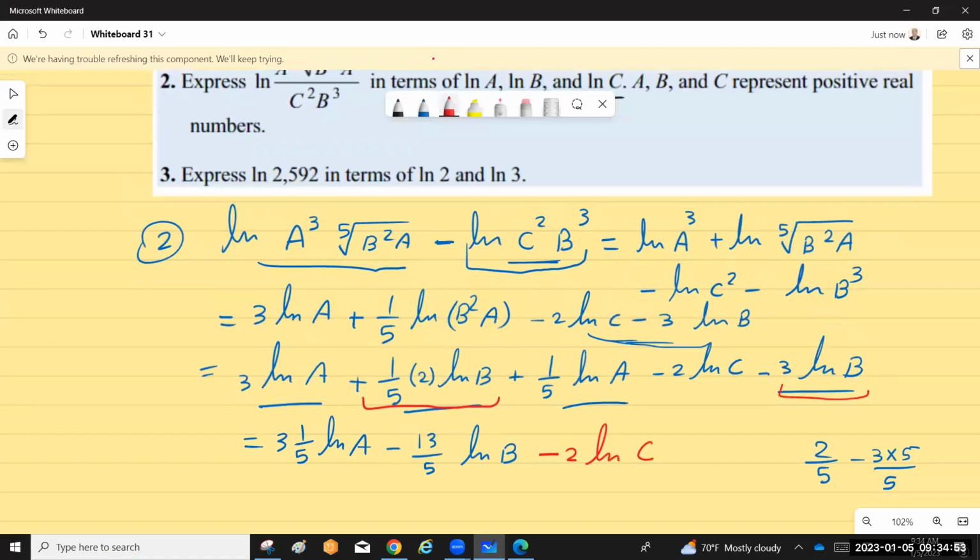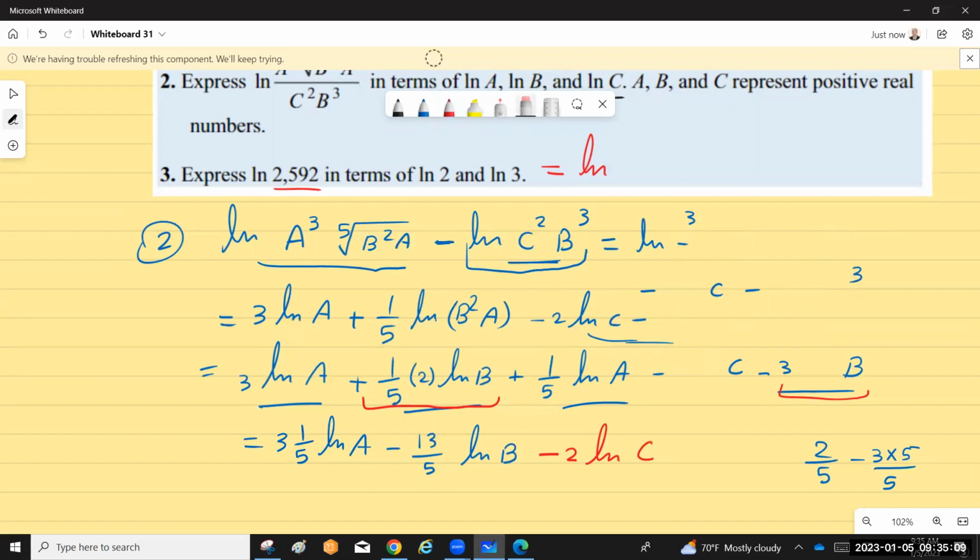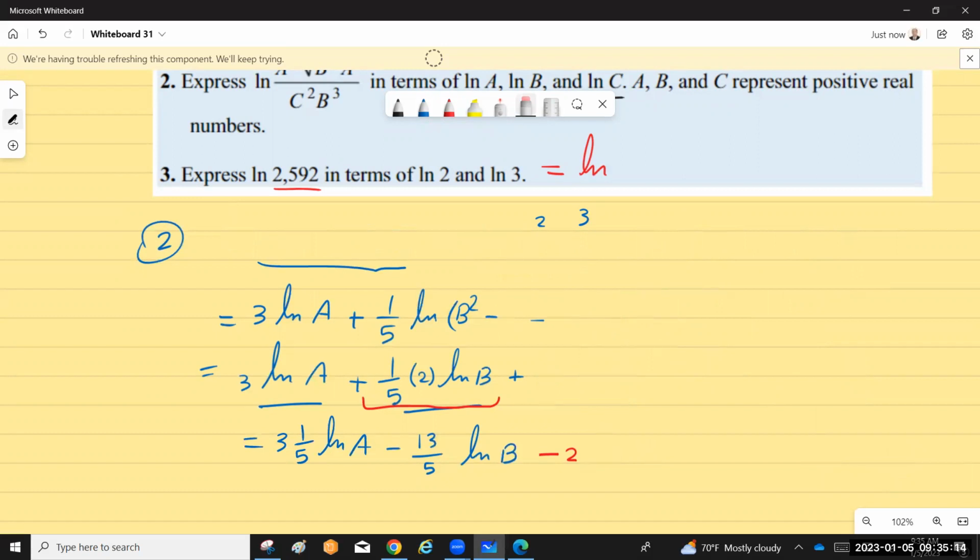In this question number 3, I want to express ln 2592 in terms of ln 2 and ln 3. Just write ln. You go to the calculator and factor this number. You can factor it easily by using a calculator. I have some calculators that have a factorization function. So just write 2592 divided by 2. Continue dividing until you get a 1.